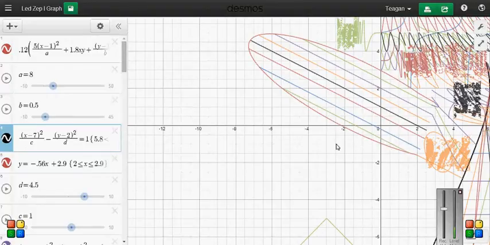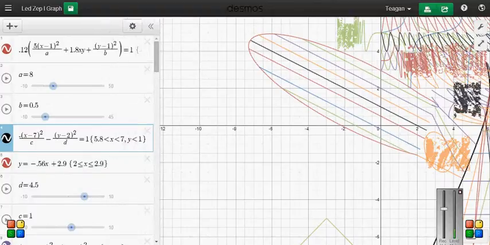Okay, so I decided to do the Led Zeppelin 1 graph for my Conics project. To begin, I'd like to start off with the most difficult one to do, or one of the most difficult. It was the hyperbola.